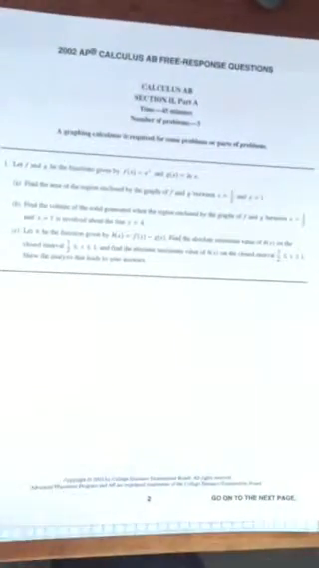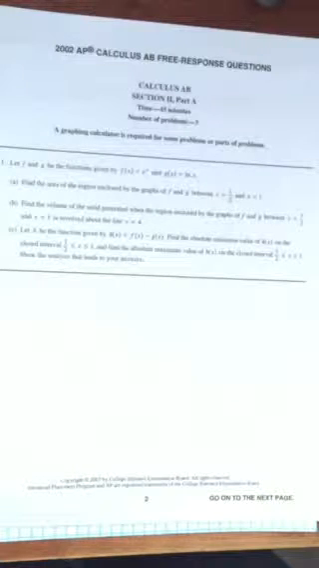Let's read it. Let f and g be functions given by f of x equals e to the x and g of x equals ln of x. Question A is: find the area of the region enclosed by the graphs of f and g between x equals 1/2 and x equals 1.